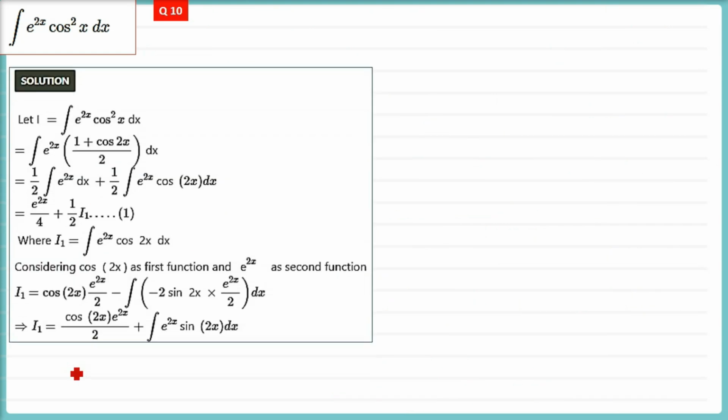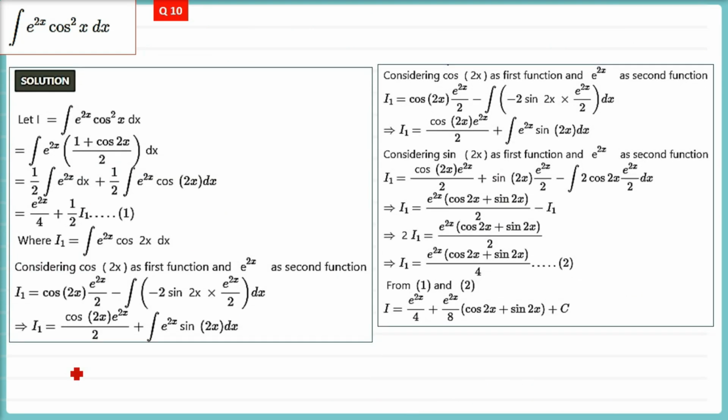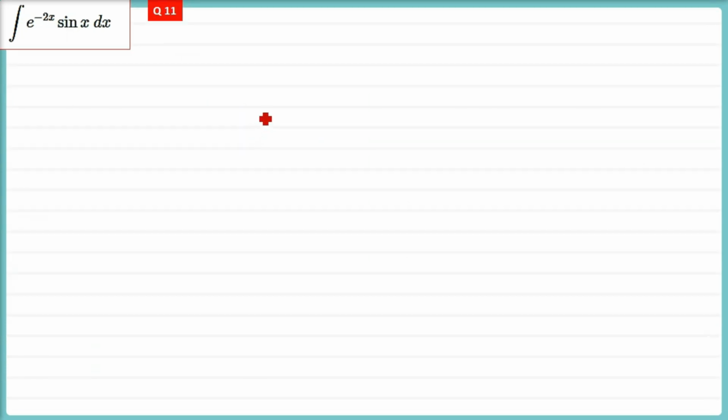So this is the way you are going to go about it. And there are I1, I2, I took, but I hope you will be able to do this.